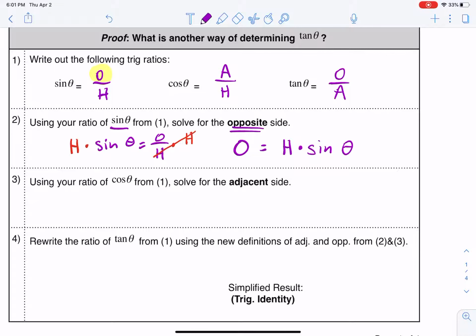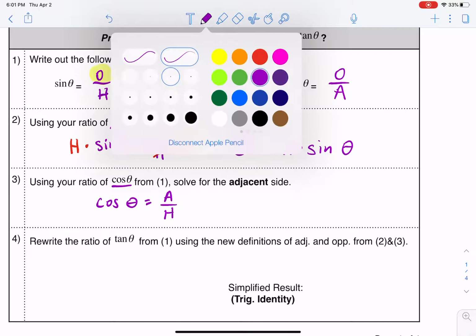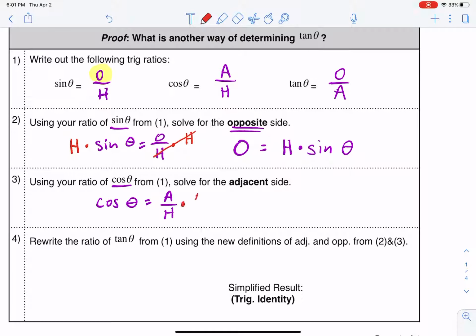All right, so we're going to do the same thing now for cosine of theta. So starting with my equation, I've got cosine of theta is equal to adjacent over hypotenuse. Solving for the adjacent side, I would multiply both sides by the hypotenuse. And I'm left with the equation adjacent is equal to hypotenuse times cosine of theta.